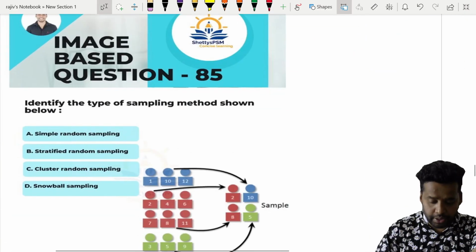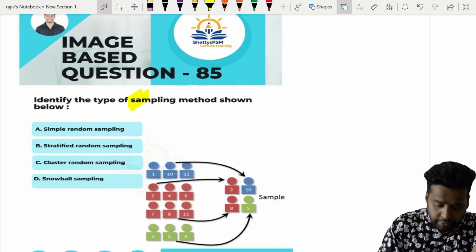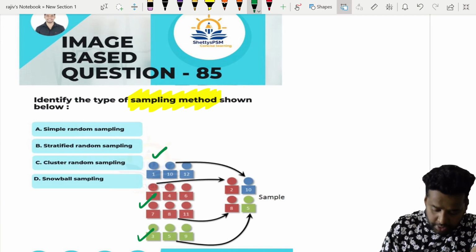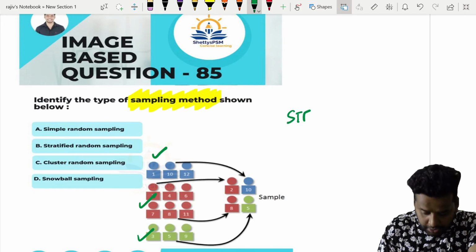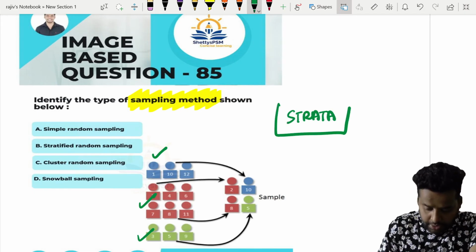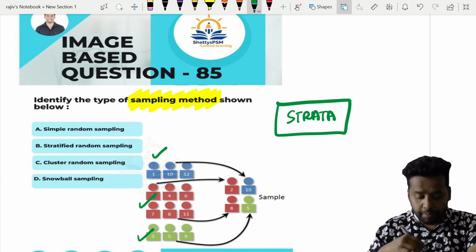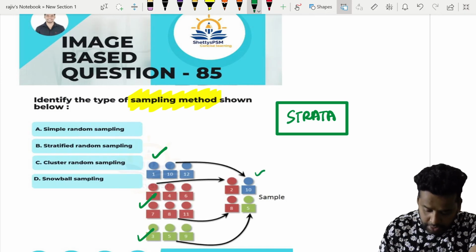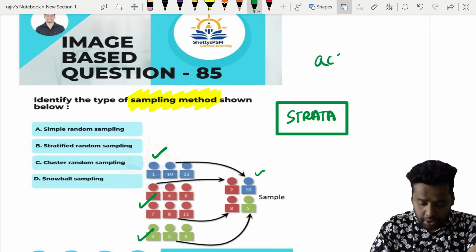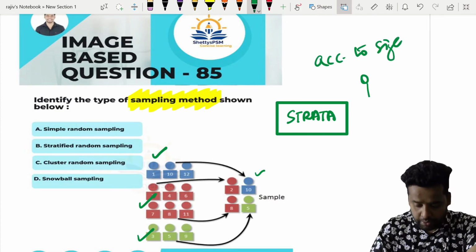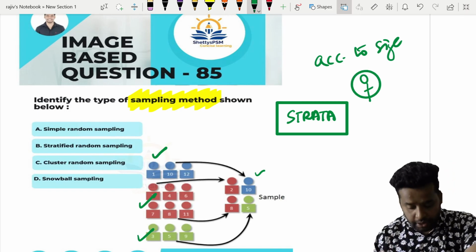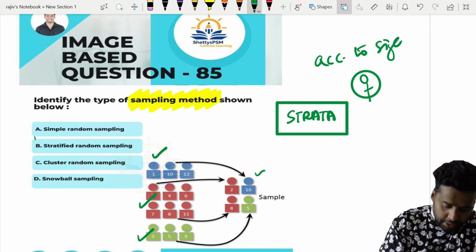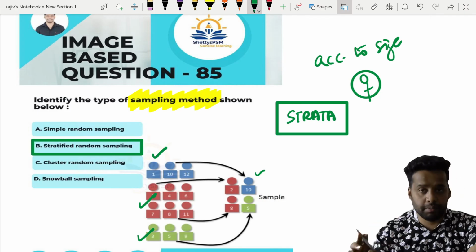See this question, very easy. Identify the sampling method shown in the image. You have three groups, all represented by three different colors. These are called strata, meaning three different subgroups. Within this you select one, within this you select two, within this you select one. According to their sizes, you select the individuals randomly. First you make three different subgroups, then according to their sizes, individuals are selected randomly. The answer is stratified random sampling.